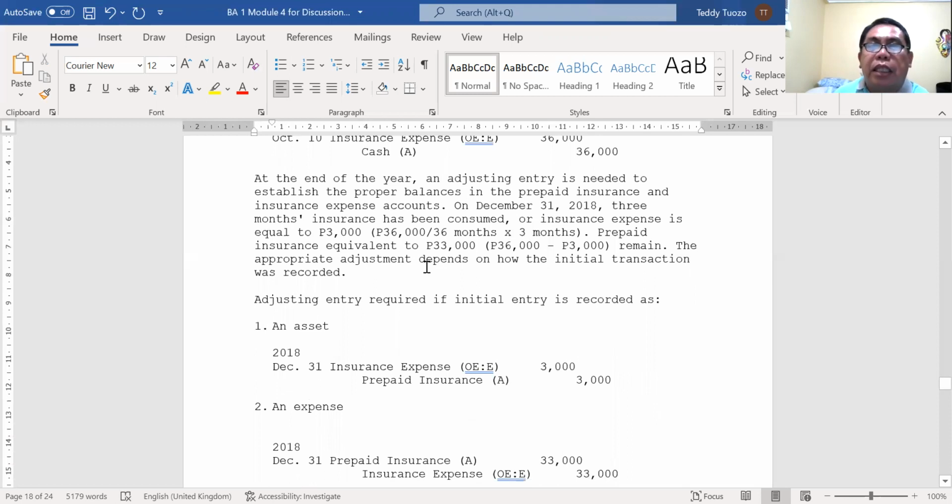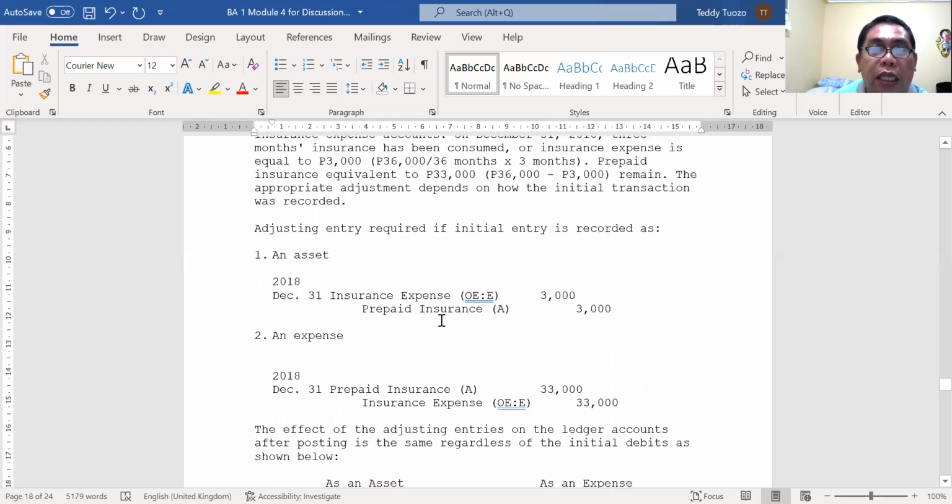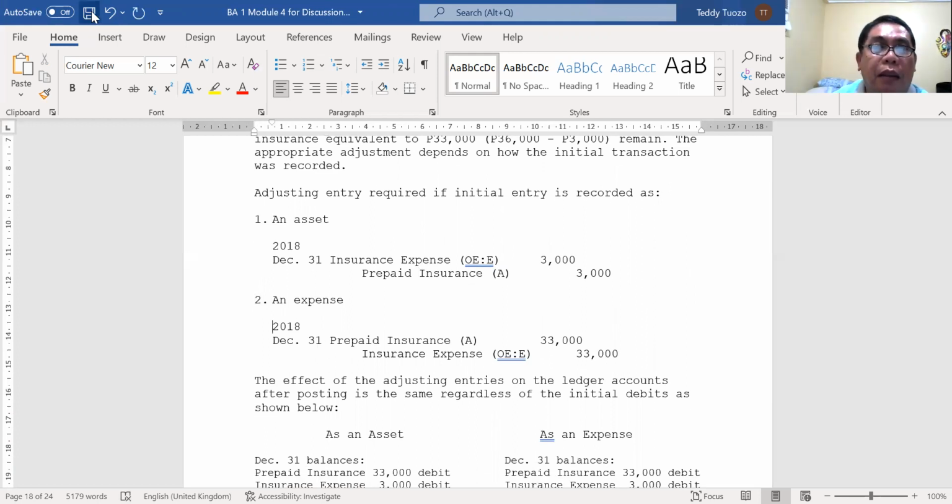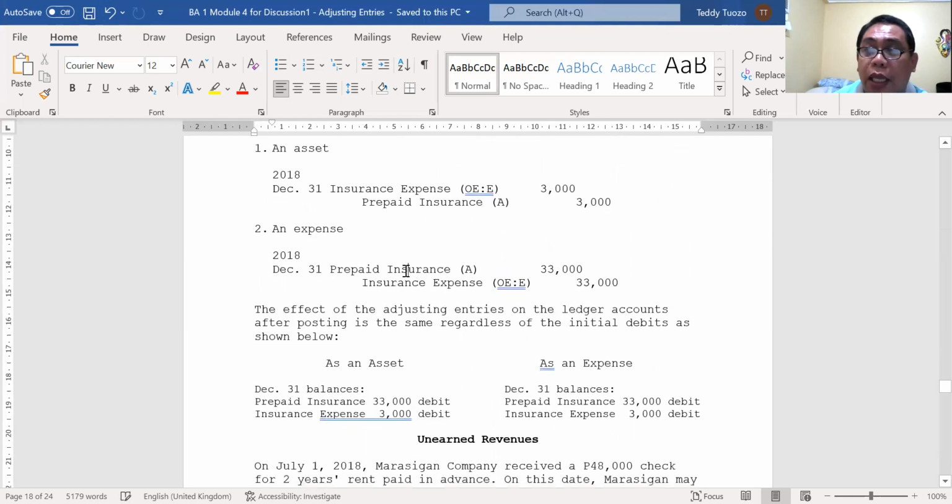So at the end of the year, adjusting entries are needed to establish the proper balances in the prepaid insurance. So if the asset method, the adjusting entry is debit to insurance expense and credit to prepaid insurance, the one that I discussed earlier. But if expense method, our adjusting entry is to recognize the prepaid insurance.